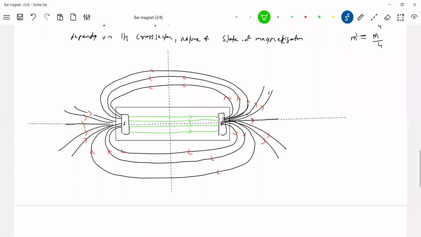It all depends on the magnet, how many lines I'm going to draw. This is a bar magnet. This rectangular block is a bar magnet.